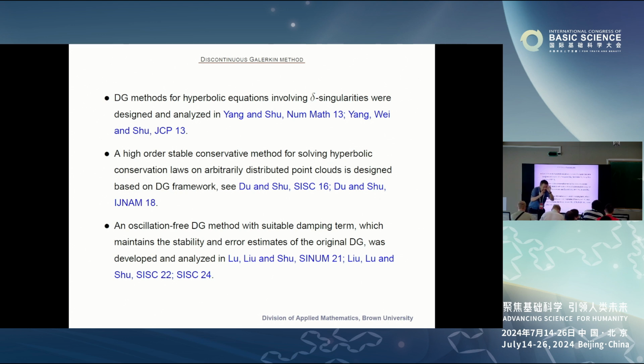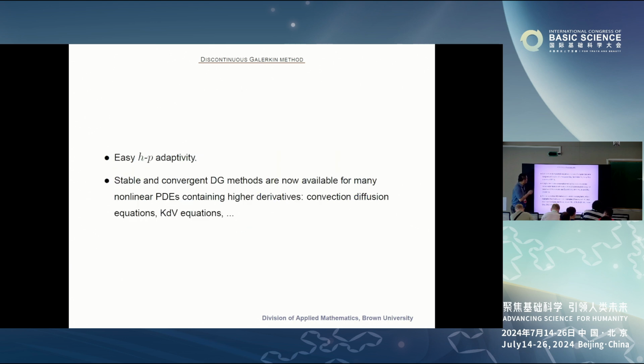You shouldn't call it oscillation free. Okay, essentially oscillation free. "Essentially oscillation free" is the title of one of those papers. But if the referee doesn't complain, then we still call it oscillation free.